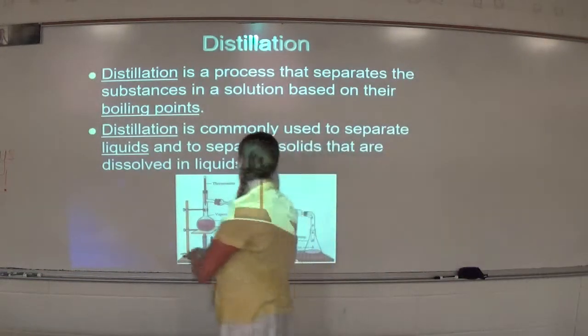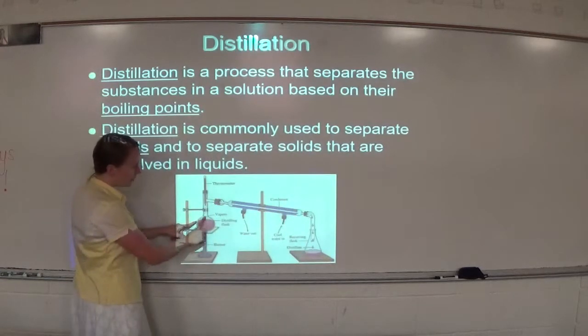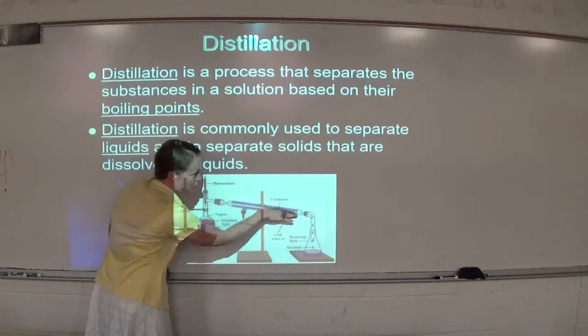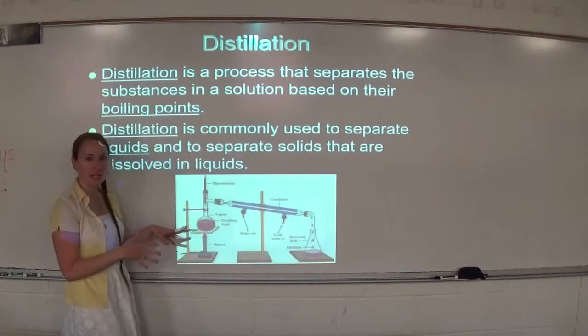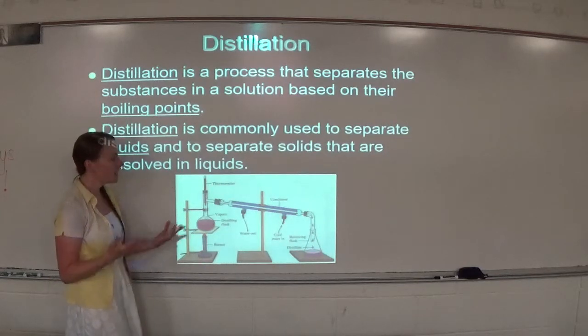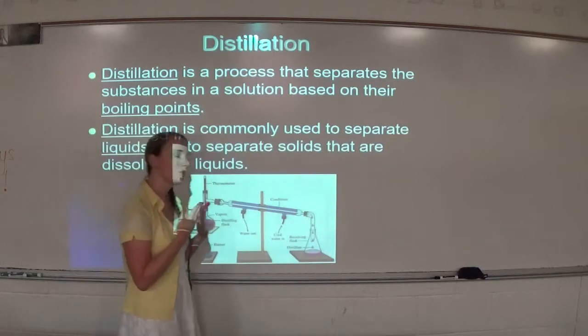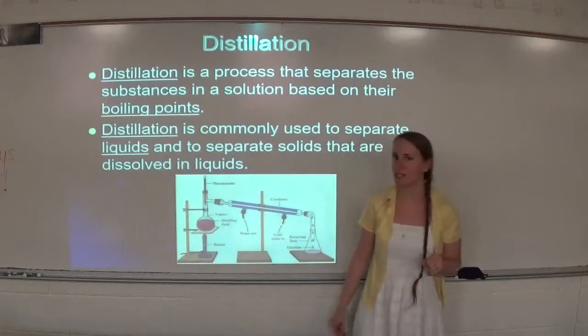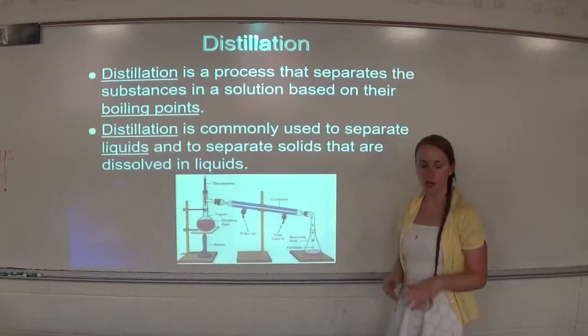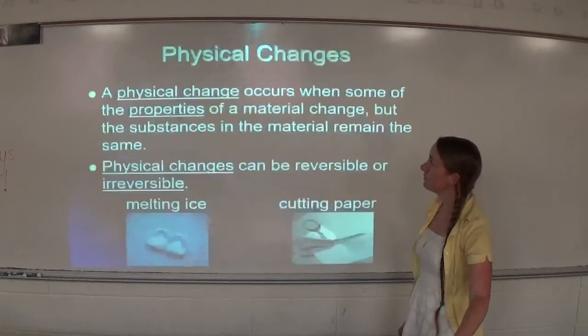So if I can heat my flask up to 100, the water will become a gas, and then it'll travel down this tube and be separated from compound X, because compound X is not going to boil until 500 degrees Celsius. Now the problem is, if you have two things mixed where their boiling points are too close, it's hard to use distillation. You usually need a pretty good distance between the boiling points of the two substances involved.